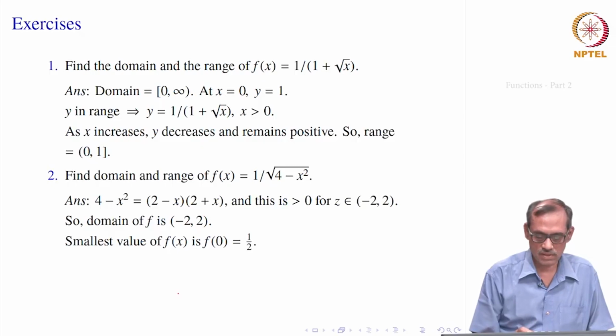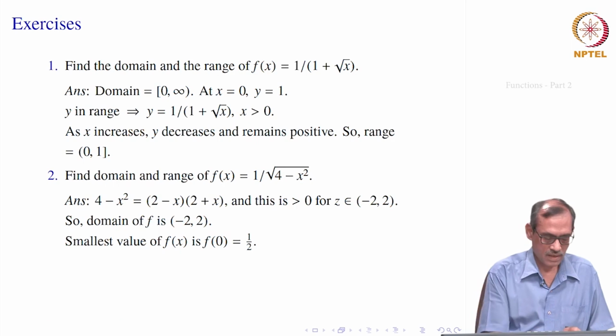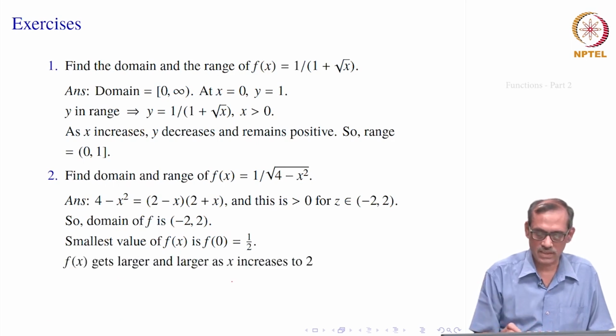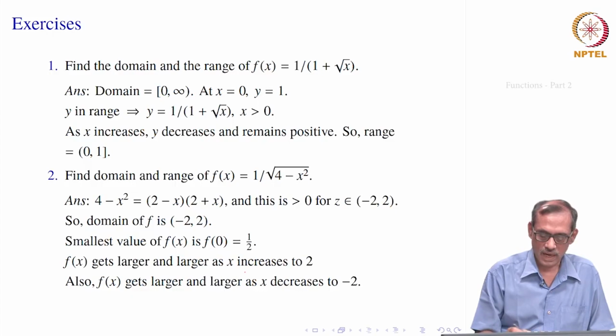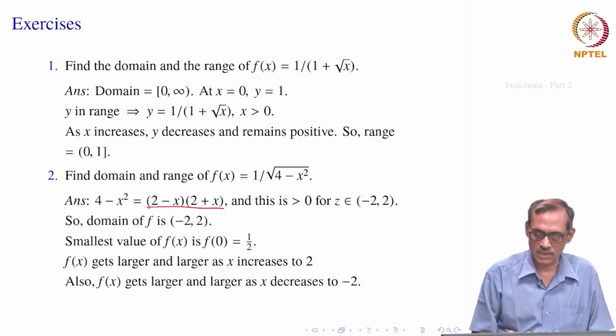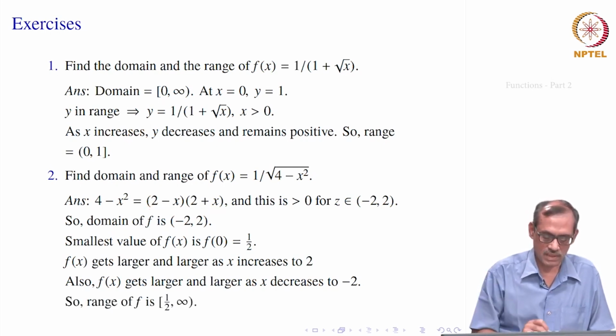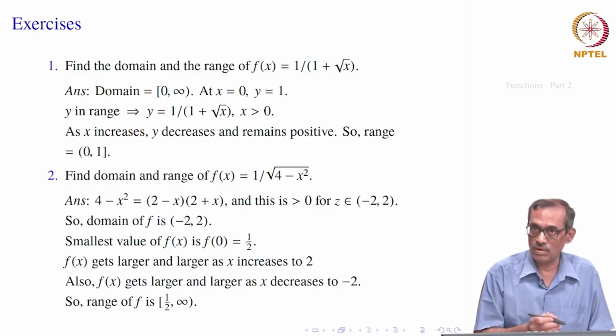Then what should be the range? For that we may have to observe something more. So, the smallest value can be half. You can check that by inspection, and then f(x) gets larger and larger as x increases, but it can increase only up to 2, not more than that. And it gets larger and larger as x decreases to minus 2 also, right, because of that factor (2 minus x) into (2 plus x). So, both ways the range cannot go below half.